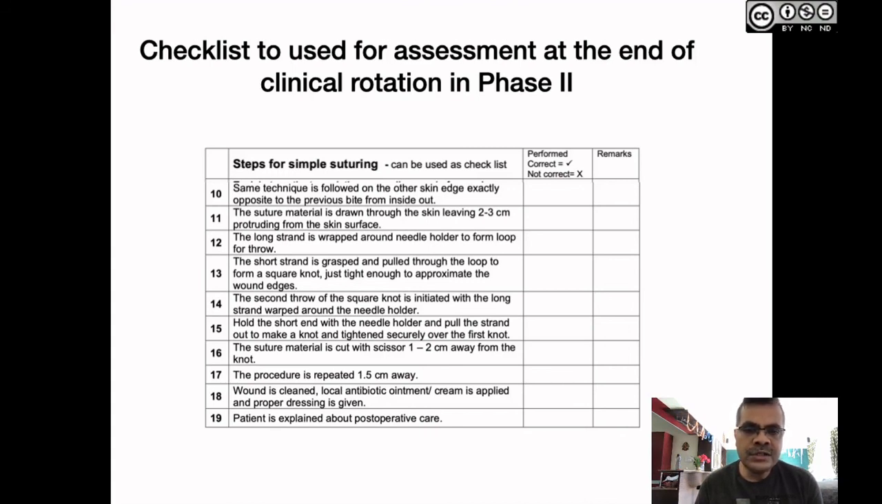At the end of the suture, the wound is cleaned. Local antibiotic ointment or cream is applied and a proper dressing is given. Lastly, the patient needs to be explained about the post-operative care. And this is how we will be assessing the simple suturing as a surgical skill for the undergraduate students.